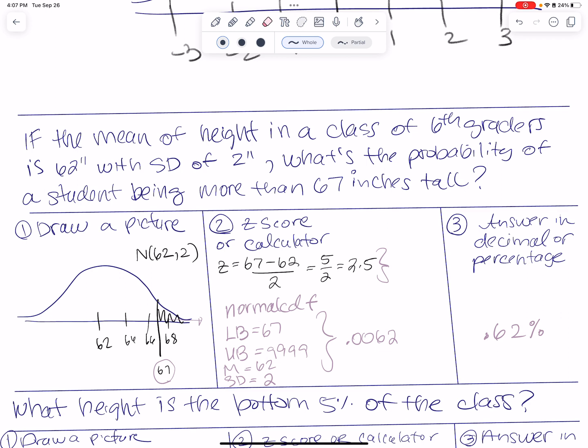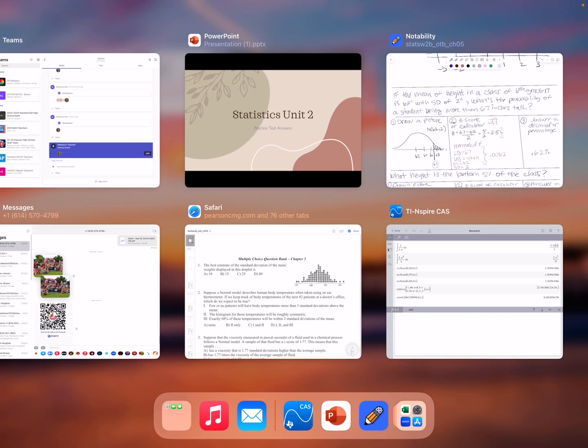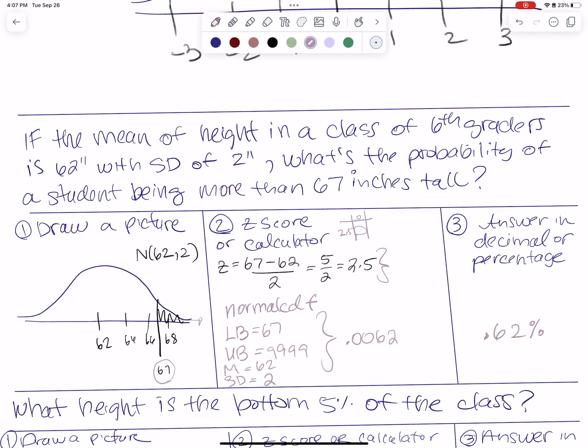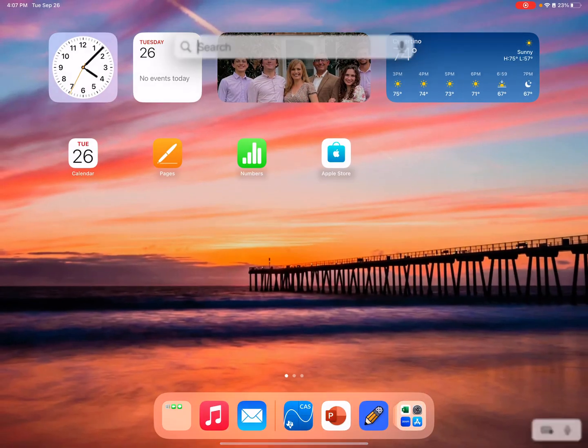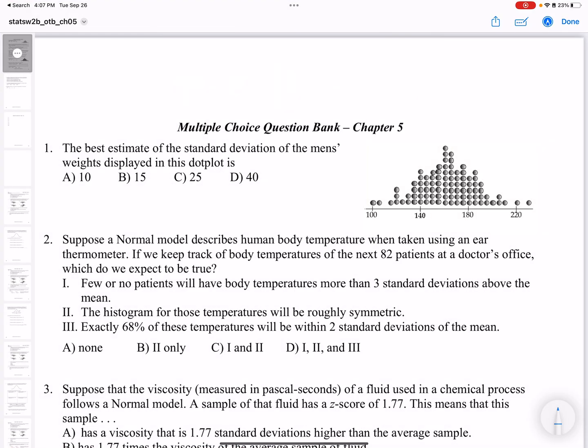Okay, so if I look it up in the z-score calculator, I'm going to look up for the z-score. I'm going to look up for 2.5. So on that, you're going to look for 2.5.0, and you're going to look for your value. So let's go to a z-score chart.